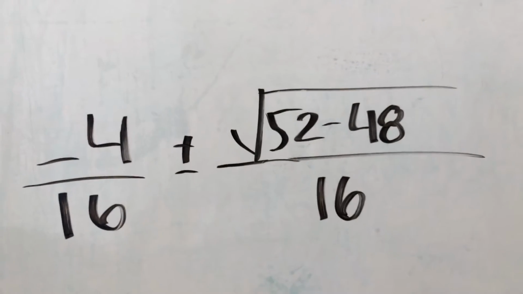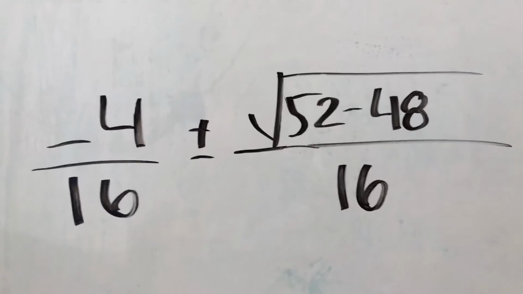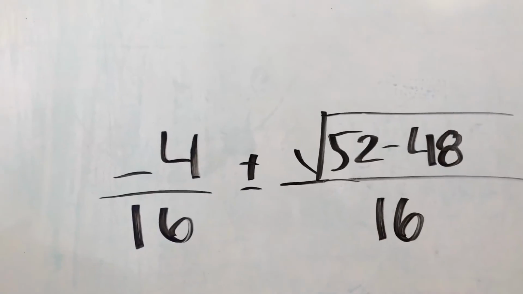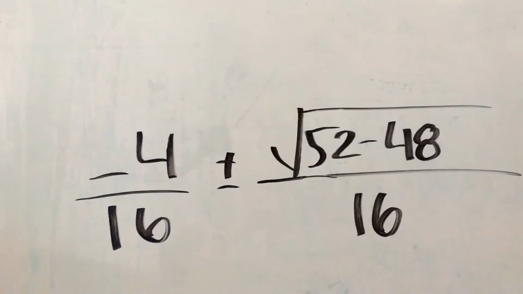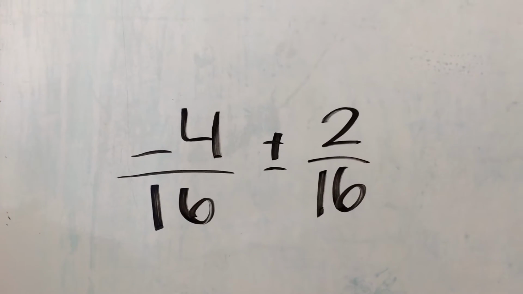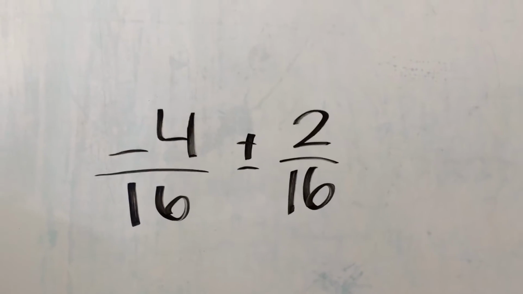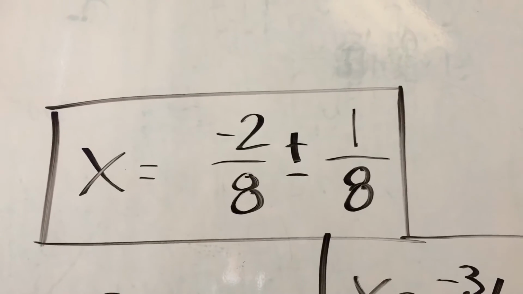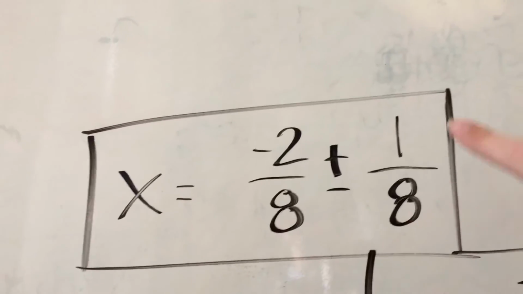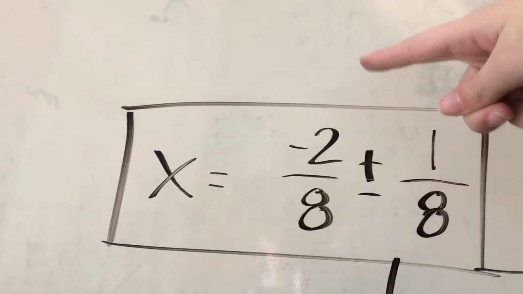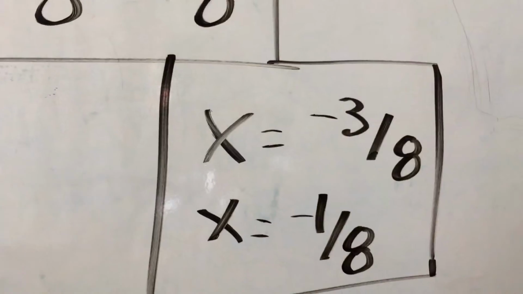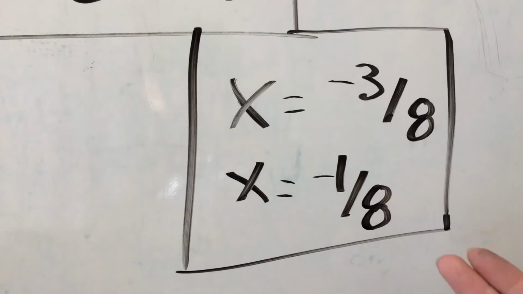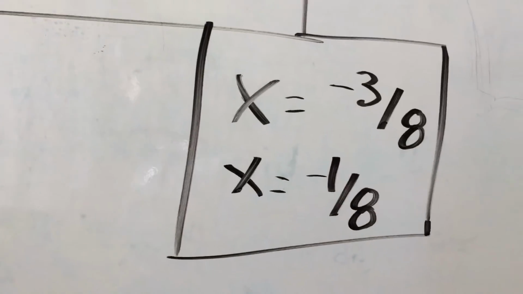I understand that this is illegal, but I had to. I'm sorry. So 52 minus 48 is 4, and the square root of 4 is just 2. So then we would get negative 4 over 16 plus or minus 2/16. So I'm going to simplify this really quick. Okay, so our final answer is: our x's equal negative 2/8 plus or minus 1/8, which leaves us with x equals negative 3/8, and x equals negative 1/8.